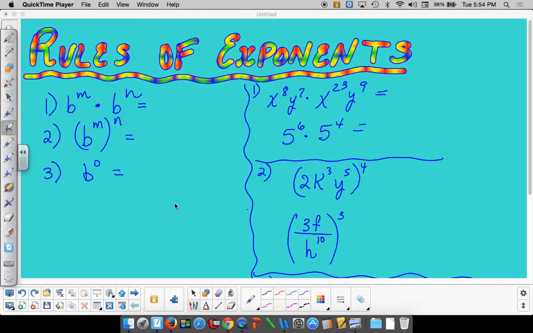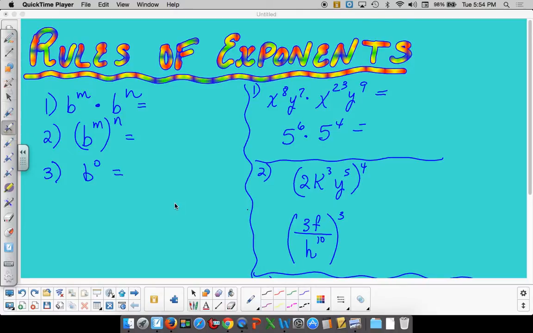Welcome to our day of rules of exponents. We're also going to pick up a little bit of information on scientific notation today. All of this should be pretty familiar to you. The rules of exponents, we're talking about when do you add the exponents, when do you multiply the exponents.